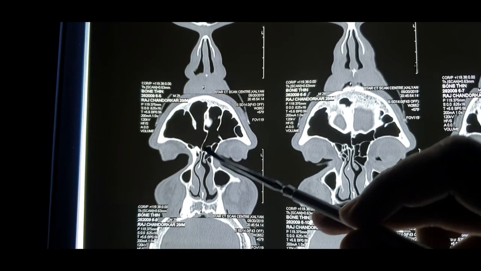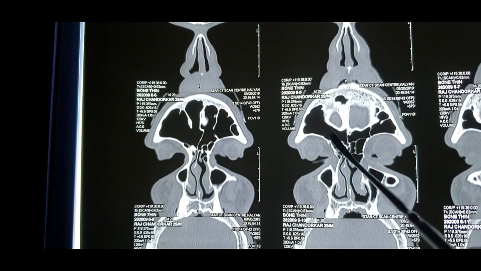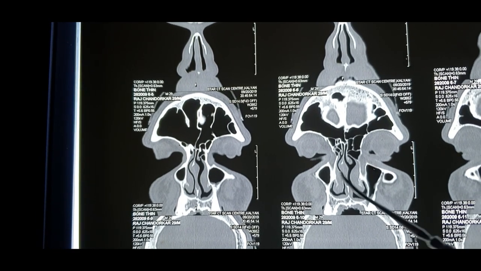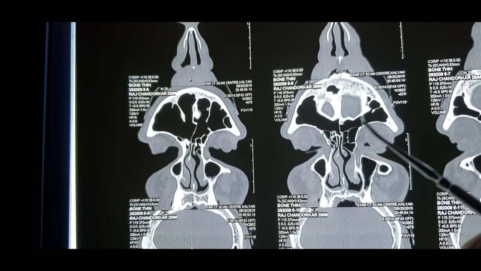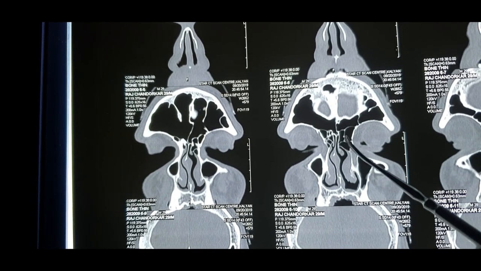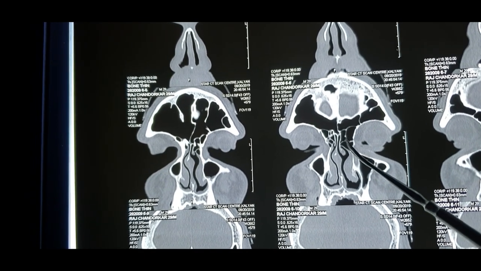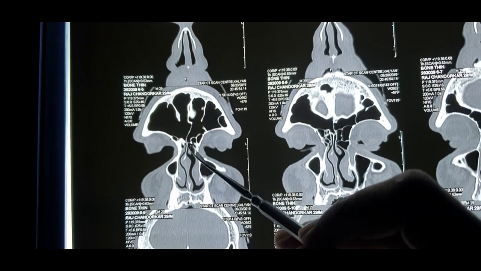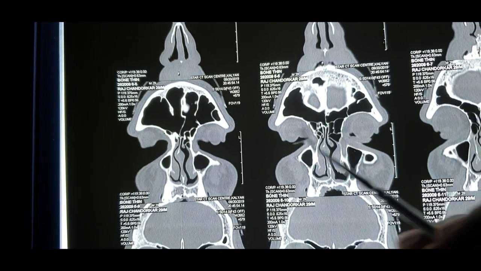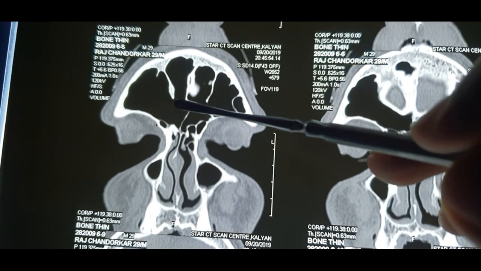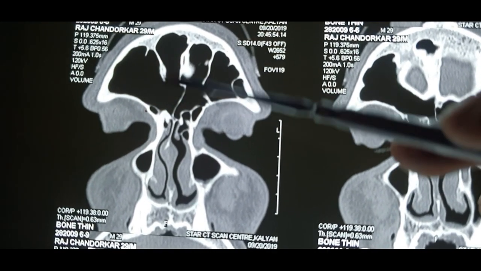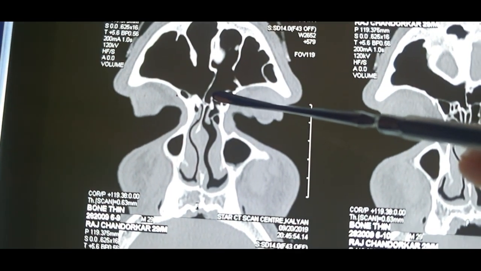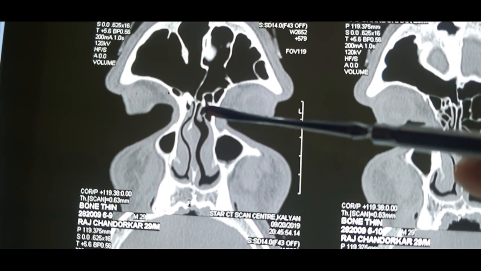But beyond this, as soon as the maxilla starts appearing and becomes prominent, you are going posteriorly, and see, the frontal recess area is also not visible. This was the frontal recess. So this is the posterior most aspect of the frontal sinus area, which continues as the frontal recess inferiorly.